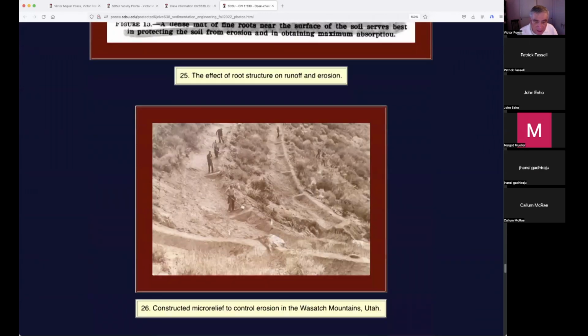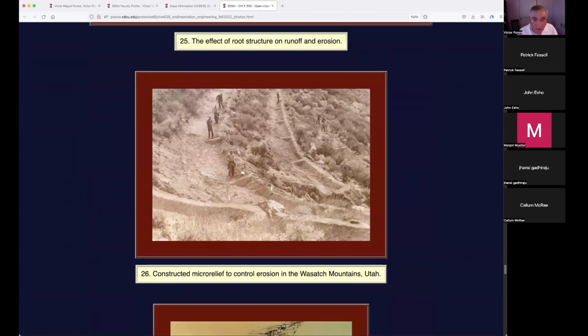I'll get back to this. This is interesting and important. Constructed micro relief to control erosion in the Wasatch Mountains. Remember, I said that there's erosion, transportation, and deposition. And we as sedimentation engineers study all of them, because one is the cause, the other one is the continuation, and then there's the effect.